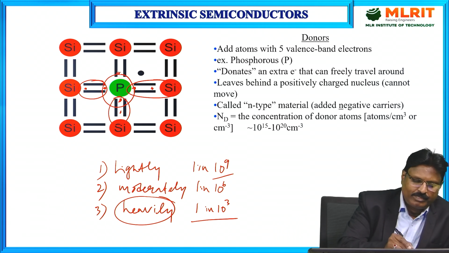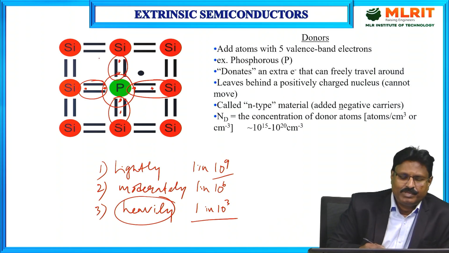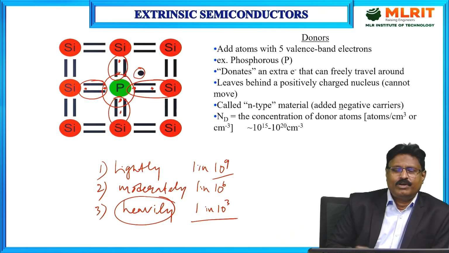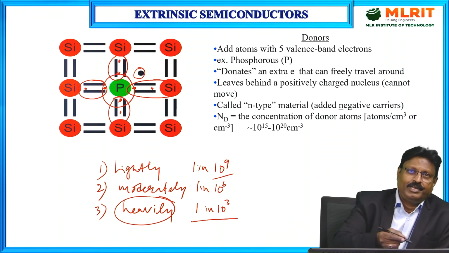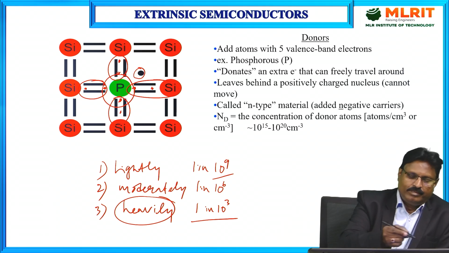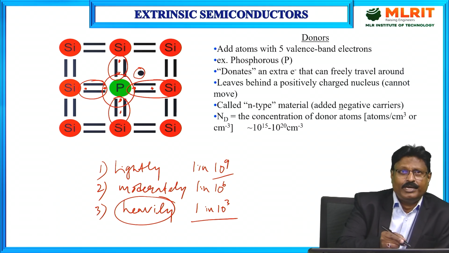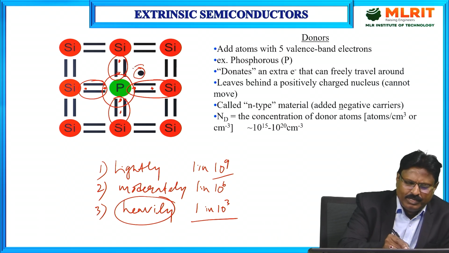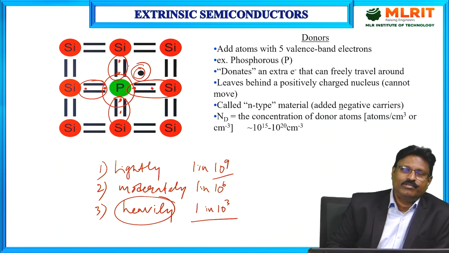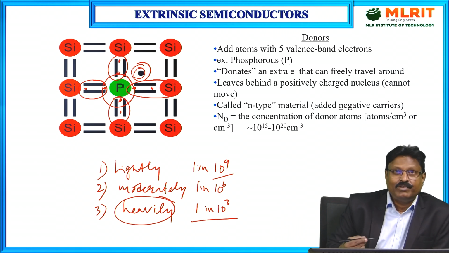And the fourth valence electron of this phosphorus atom is making a covalent bond with the silicon atom. Right, what about the fifth one? As you can see here, it is not going to make any bonding with the neighboring silicon atoms. Already all the silicon atoms are making covalent bonds with their neighboring silicon atoms or with the phosphorus atom. So this particular fifth valence electron is free.